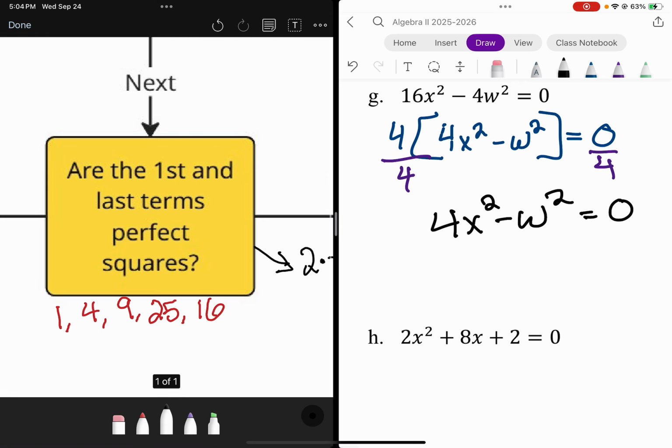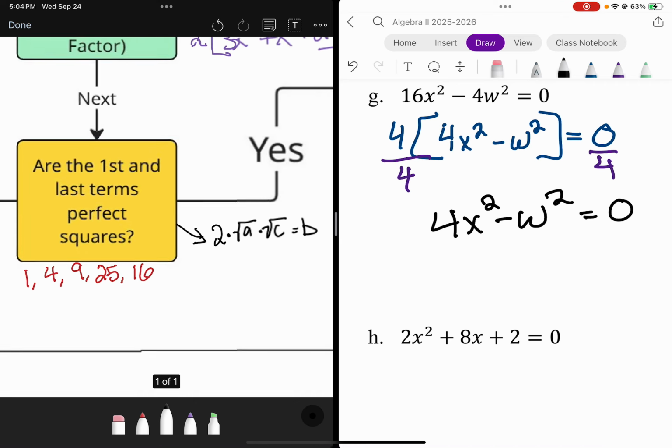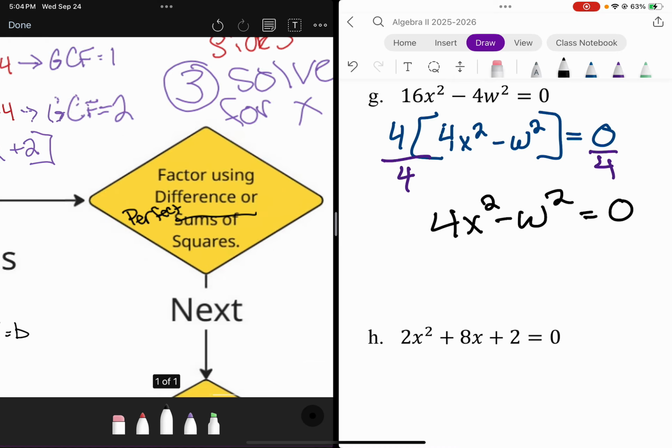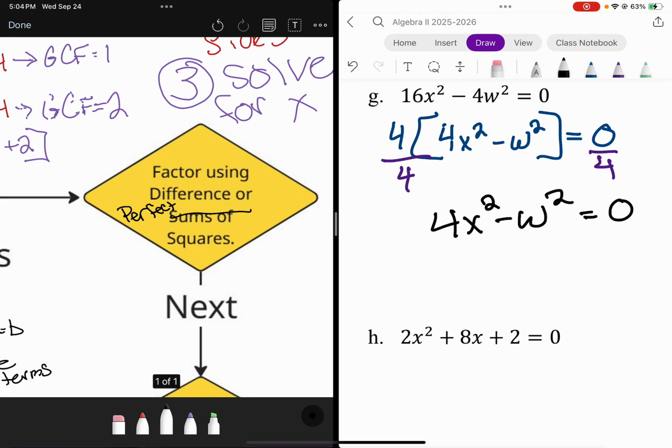Next, are the first and the last terms perfect squares? If we look, we have 4x squared, which is a perfect square, and w squared, also a perfect square. Now, if we don't have a b term, the second thing you're going to check for is, are there only 2 terms? If yes, we're going to factor using difference of squares.